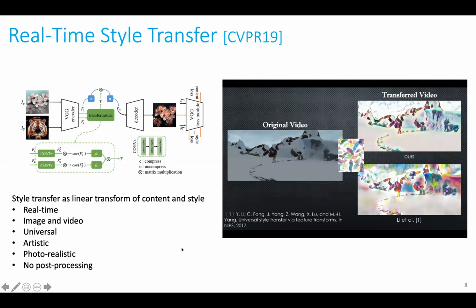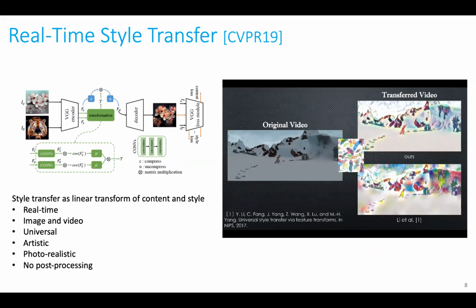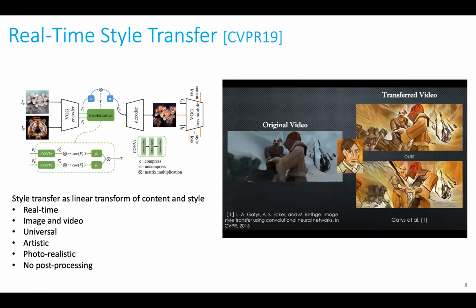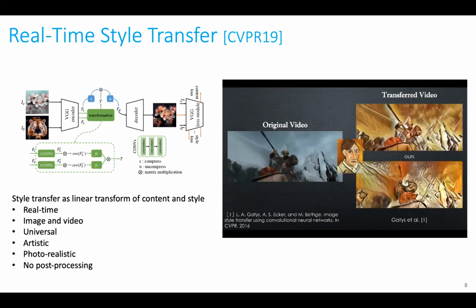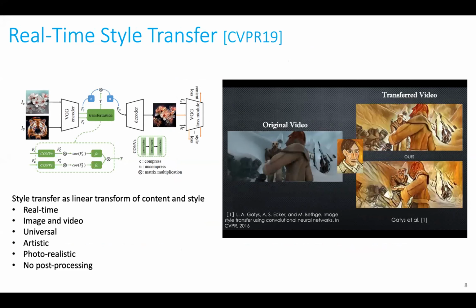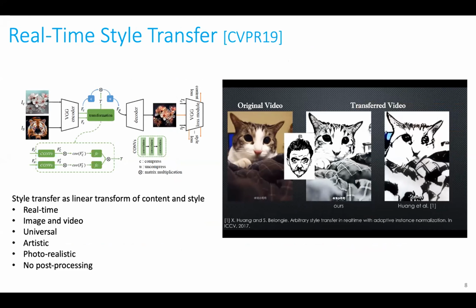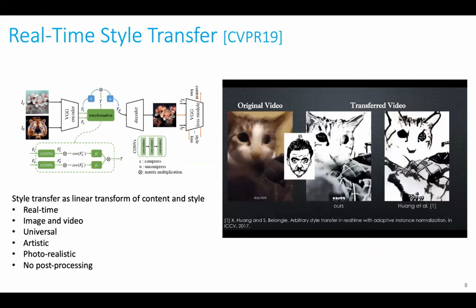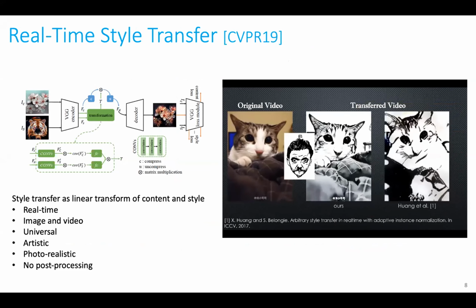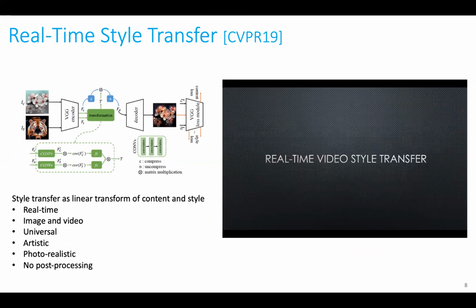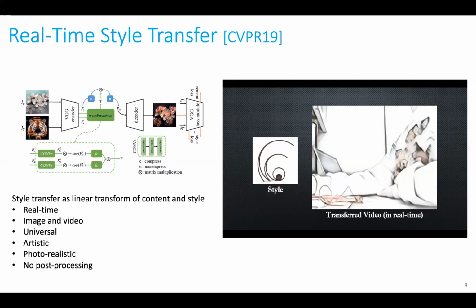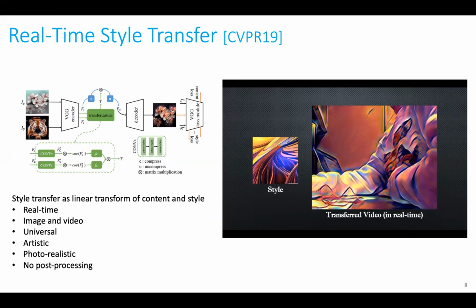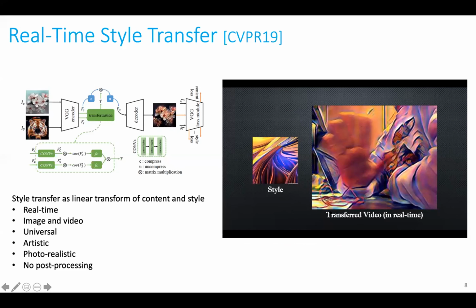Along the way, we found out that we can pose style transfer as a linear transformation between content and the desired style output. So the next thing we did was to develop one method just based on linear transforms. For that, we can use the same network for many things, for artistic style transfer, for photorealistic style transfer, and without any post-processing, we still can get very smooth results.